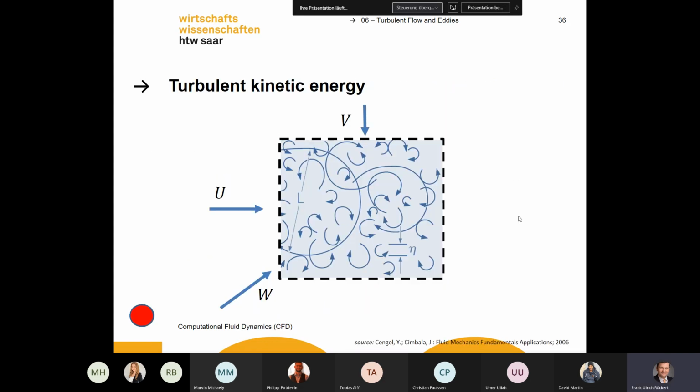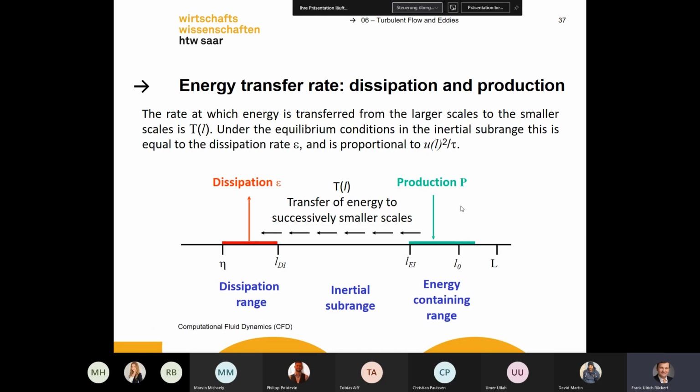Okay, let's have a look at the turbulent kinetic energy. Turbulent kinetic energy describes the amount of momentum inside a cell. If you have these big swirls and little swirls, and we have three different momentum components, then we can describe these swirls here. So we have at first our dissipation.